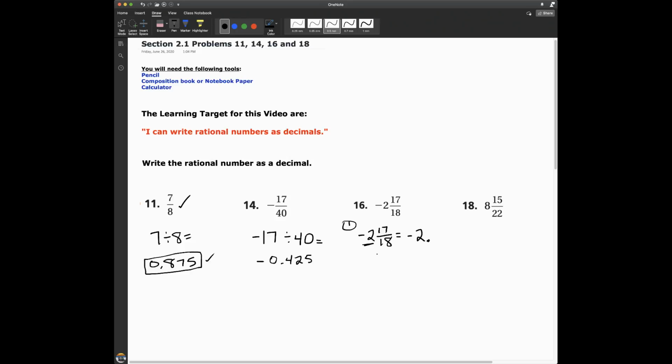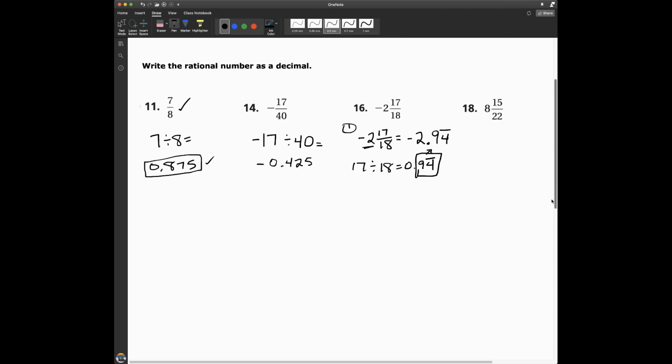When you do that, you'll see that 17 divided by 18 is 0.94, and then the 4 repeats. Then you just take this decimal part right here and put it up here. So negative 2 and 17/18 is the same as negative 2.94 repeating. Okay, so that's number 16.